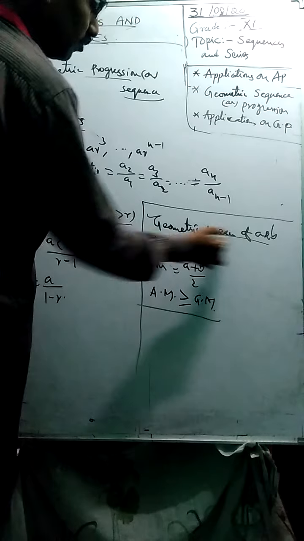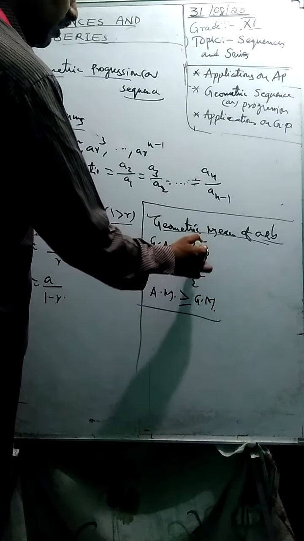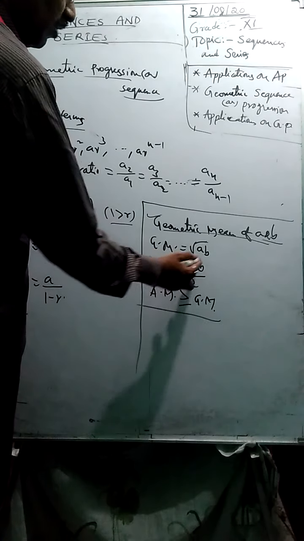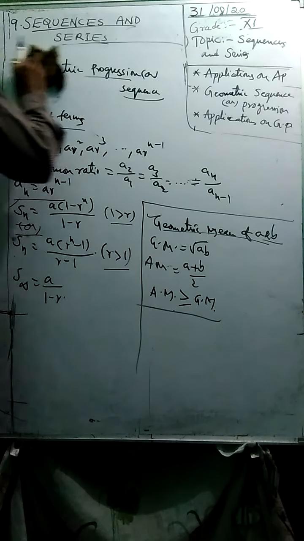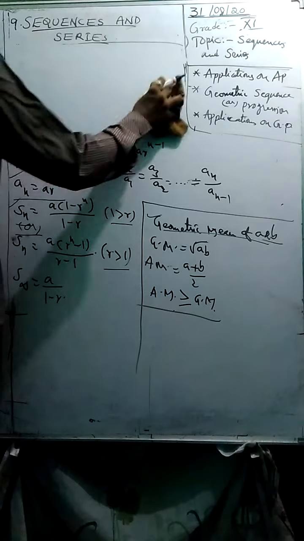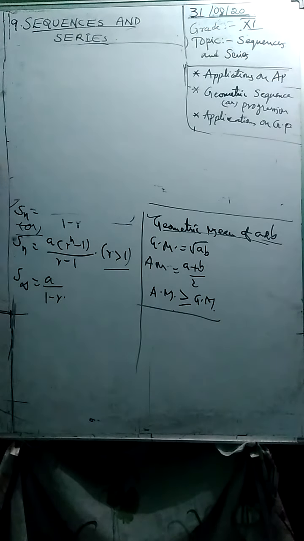And the geometric mean also, if two numbers are given, is defined as root of AB. The arithmetic mean we know is (A plus B) by 2. So arithmetic mean and geometric mean are related, correlated: arithmetic mean is always greater than or equal to geometric mean. Let us discuss problems on geometric progression from exercise 9.3. The next class will continue with this.